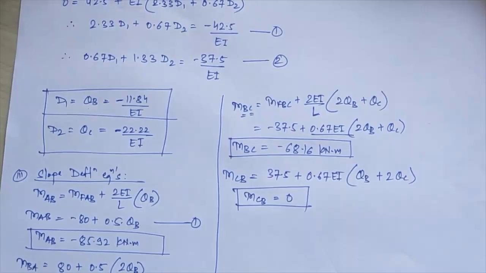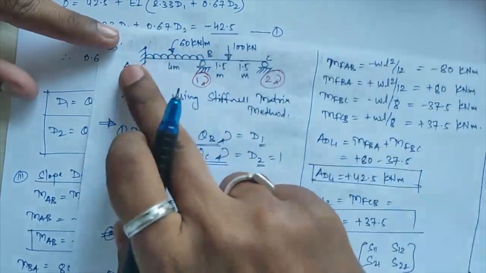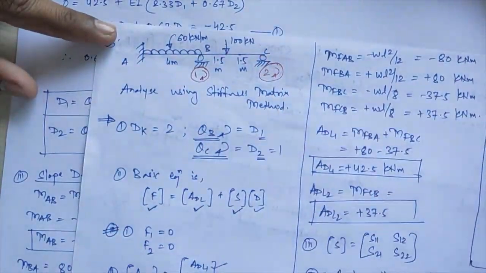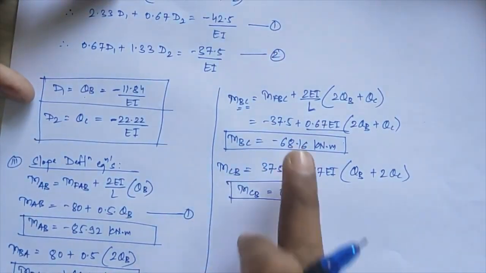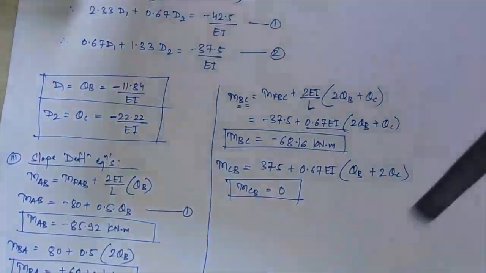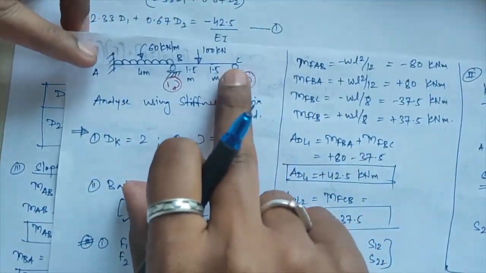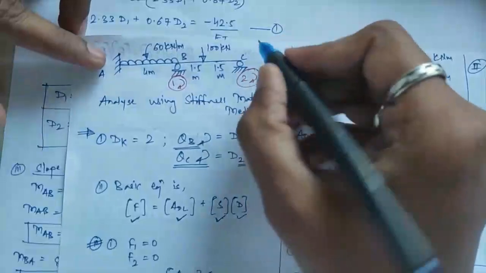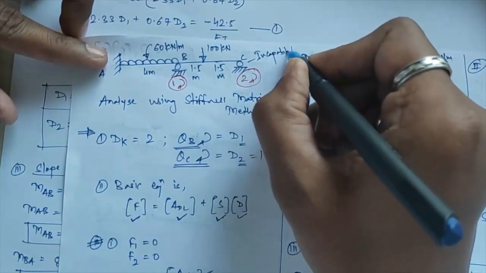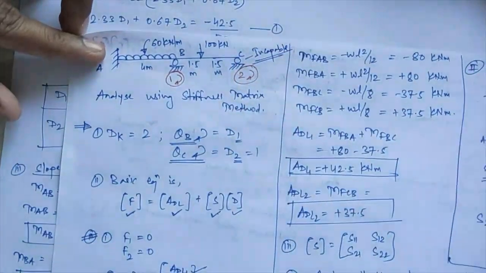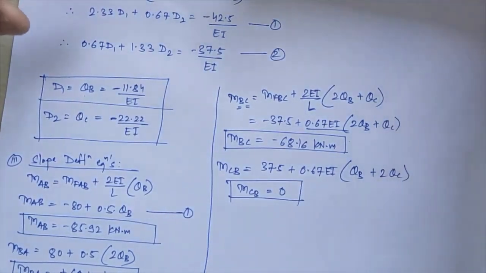Now we'll check our conditions of equilibrium. If you apply the condition of equilibrium at joint B, that will be what? MBA plus MBC shall come equal to 0. Check whether it is getting satisfied. MBA plus MBC, 68.16 and minus 68.16, that will become 0. Okay, the first condition is getting satisfied. The second condition will be at point C, that will be MCB shall come equal to 0, because why? This will be treated as a simple support. So for a simple support, the moment at this point shall come equal to 0. So check it. Okay, we are getting 0 again, right?